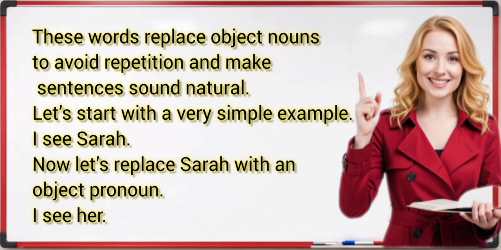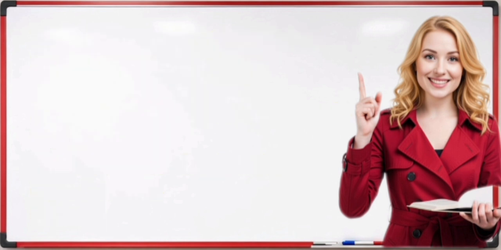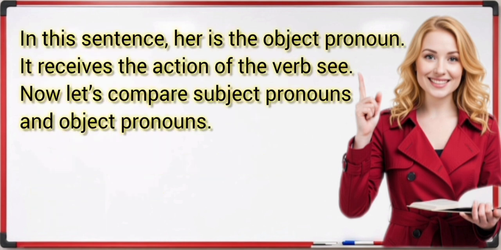Let's start with a very simple example. I see Sarah. Now let's replace Sarah with an object pronoun. I see her. In this sentence, her is the object pronoun. It receives the action of the verb see.